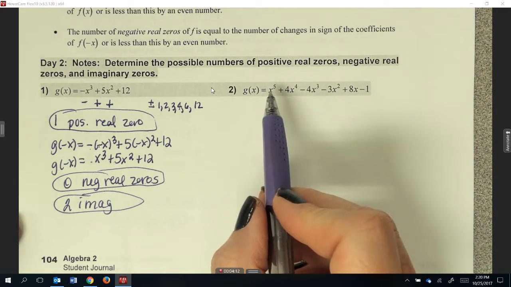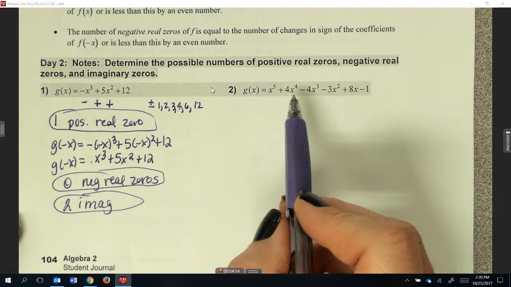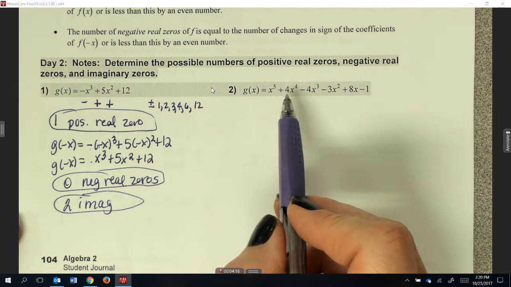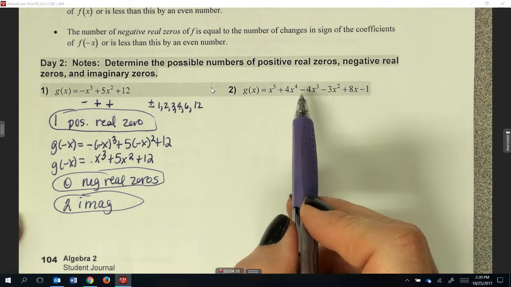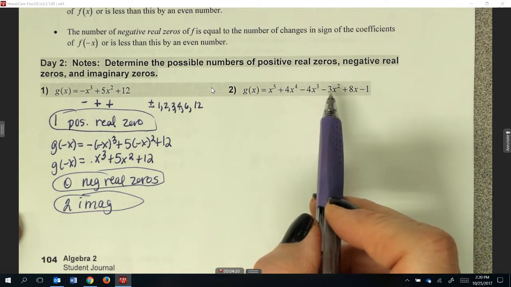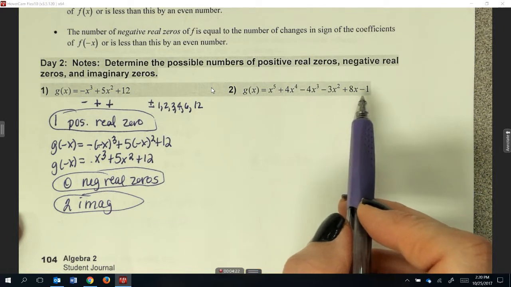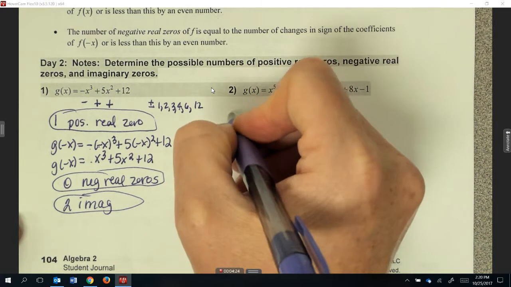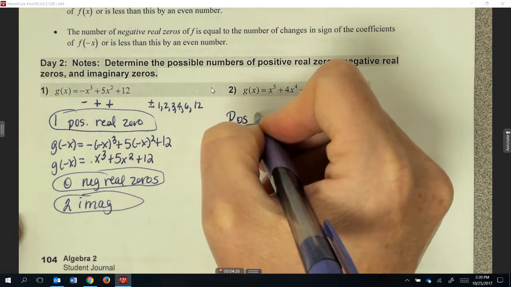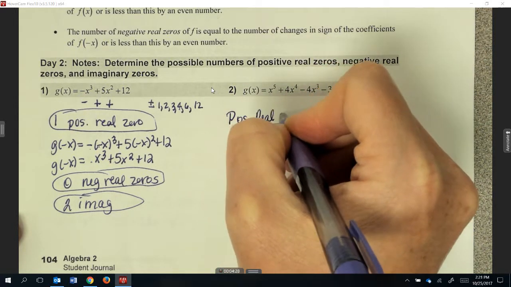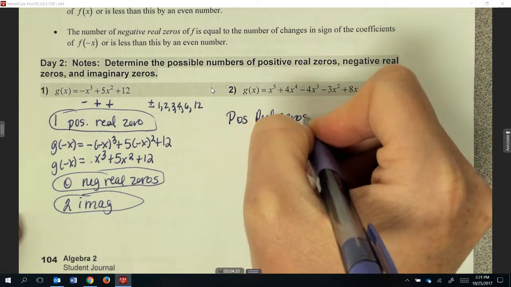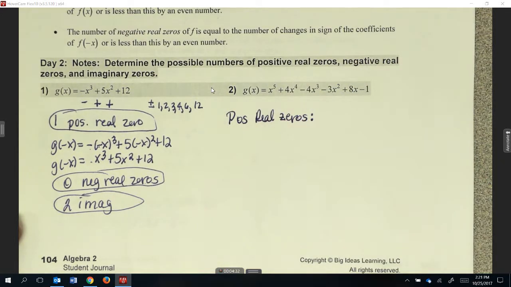Let's try this one now. You guys look at it. x to the fifth plus 4x to the fourth minus 4x cubed minus 3x squared plus 8x minus 1. I want you to answer this. How many positive real zeros could there be? What do you think?